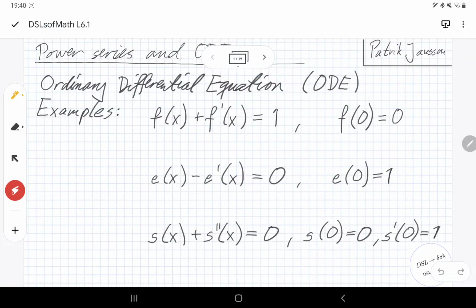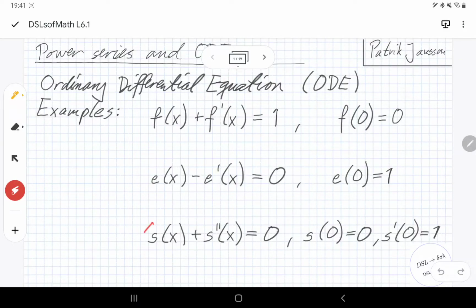Okay, another example, which we'll look at later, is where we look for the function little e, where the function minus its derivative is 0. And here we set the initial condition to 1 instead. These are both first order ordinary differential equations, meaning there is just one derivative here. Here we have an equation using the second order derivative. So that's a second order differential equation.